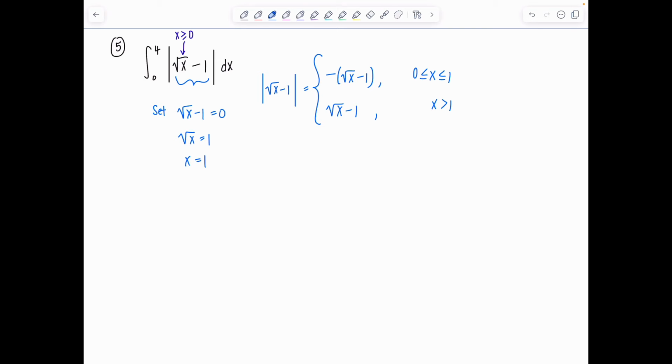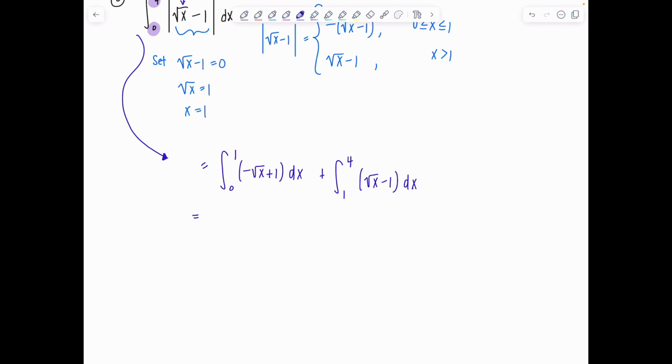Is that important for us? Yes, this goes from 0 to 4. So we're going to split it at 1. Is it feeling repetitive? Good. That means you're understanding what's happening. So 0 to 1 plus 1 to 4. From 0 to 1, I'm working with this guy. So that's negative rad x plus 1 dx. And then from 1 to 4, just good old rad x minus 1 dx. Okay. If you need to rewrite these, go for it.